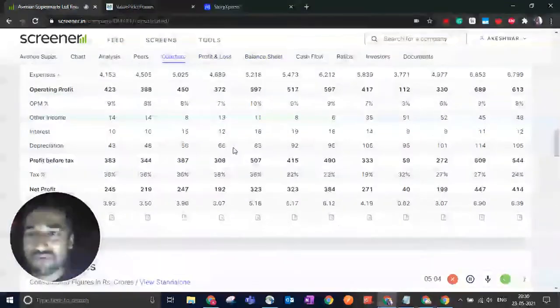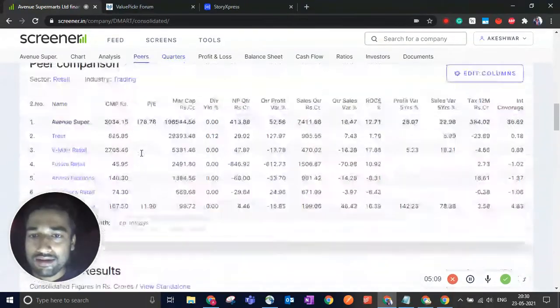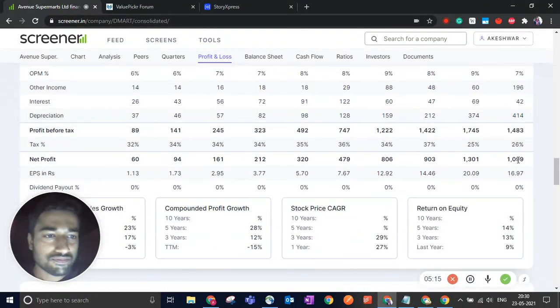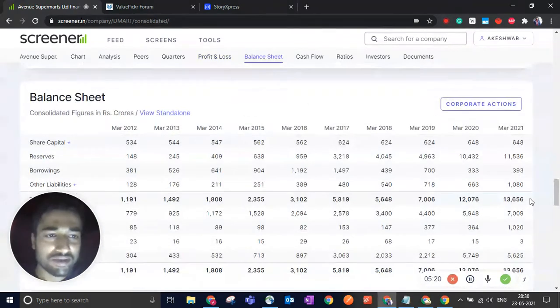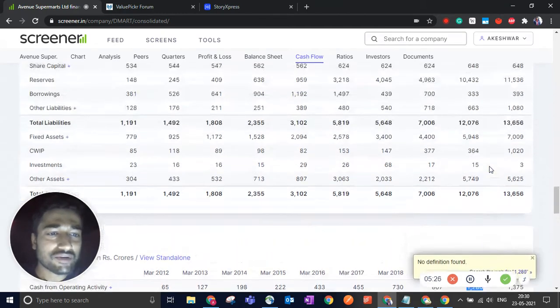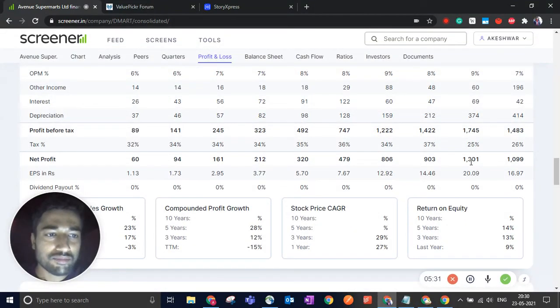So let's compare that number for DMart, for Revenue Supermarts. The net profit for Revenue Supermarts in March 2021 was about 1,100 crores, and operating cash flow was 1,375. In March 2020, there were 1,280 crores of operating cash flow, and net profit of about 1,301. There's a slight difference, and if you compare numbers across the years, you will find that net profit is more or less the operating cash flow, which is a very good sign.